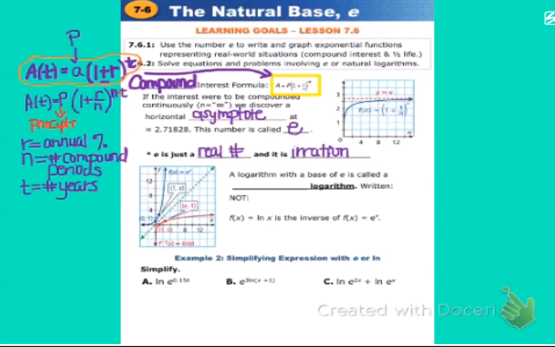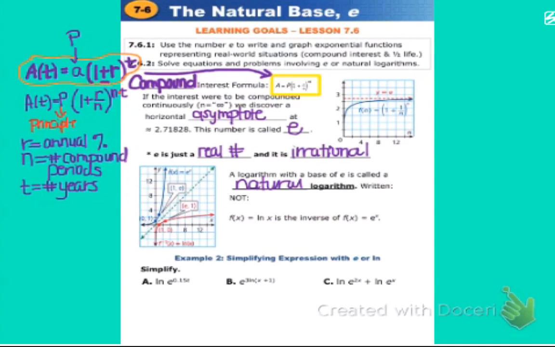Since that number models this continuous growth, we approximate it as 2.71828, and it's, like I said, like pi. It is a real number, but it's irrational. And so it goes on forever without any particular pattern, and we approximate it as 2.71828. A logarithm that has a base of e is called a natural log.